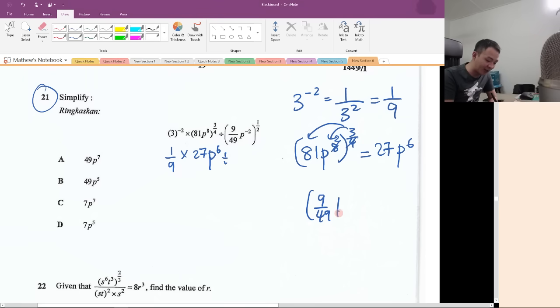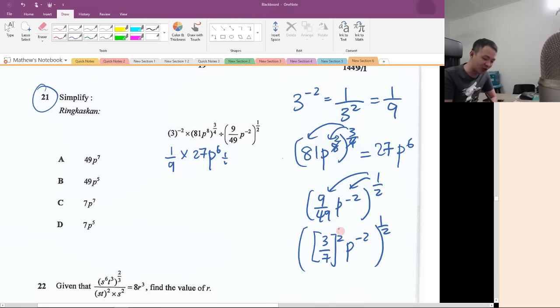9 over 49 p negative 2, multiply 1 over 2. 1 over 2 for both. 1 over 2 basically means square root, right? So if you take the square root of 9 over 49, you should know this one is basically 3 over 7 squared, right? Yeah, 3 squared gets 9, 7 squared gets 49. Then the 1 over 2 and the square you can cancel out. You get 3 over 7.